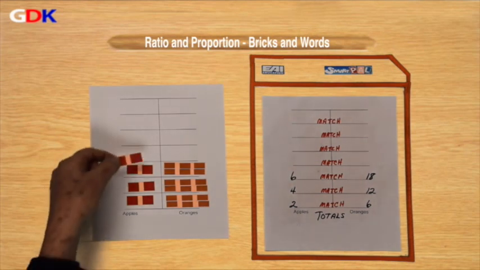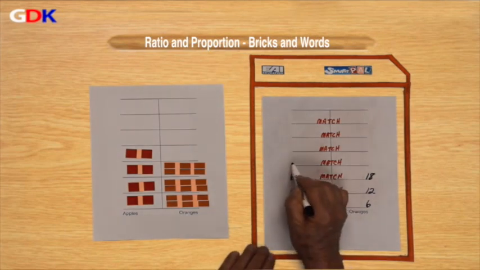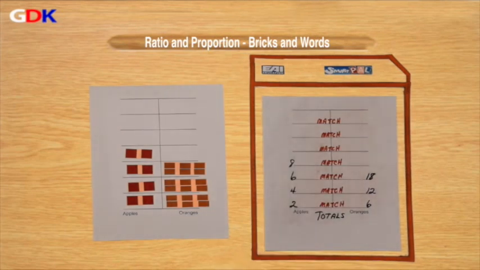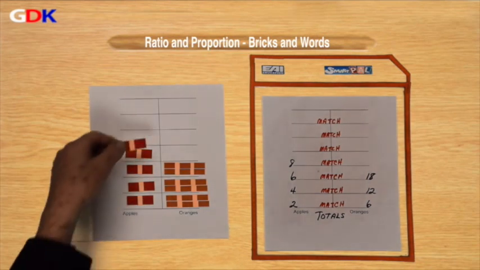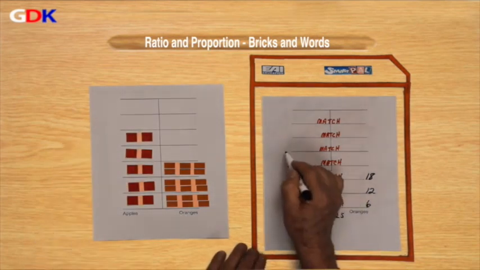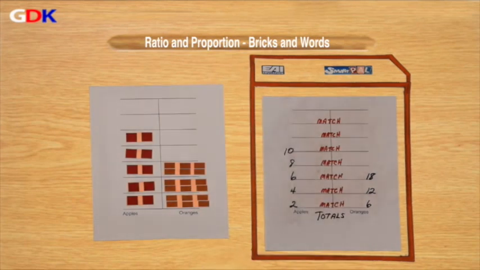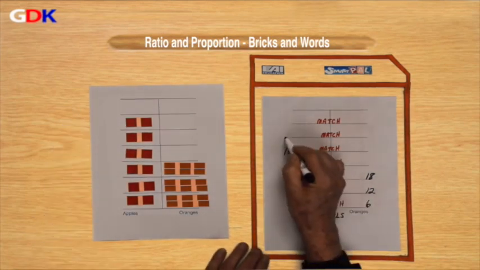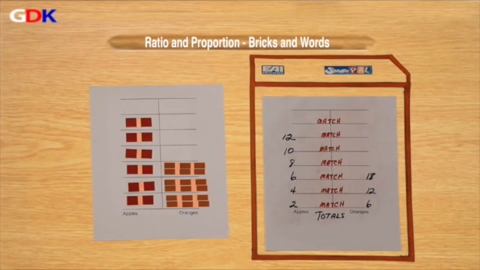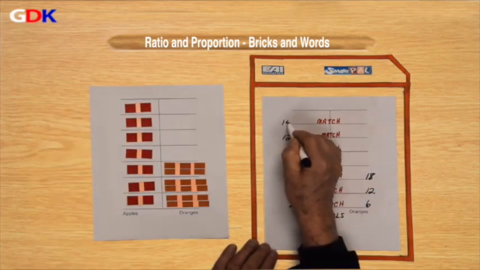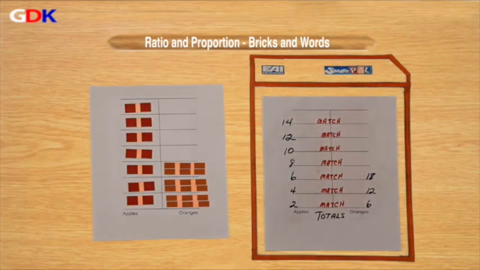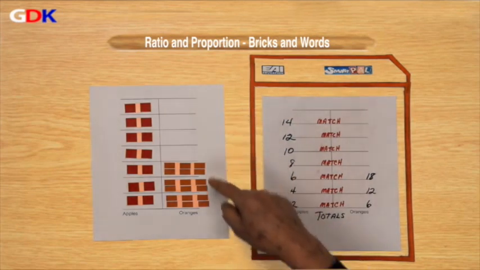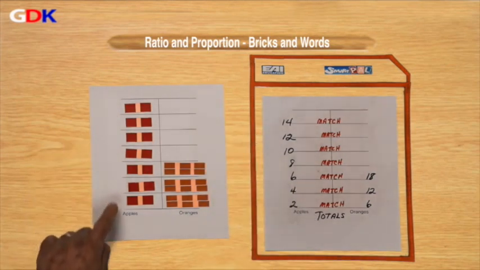We have 6 already. I add another 2, that gives us 8, and I can record the total number of apples there. I put another set of 2 apples, that gives us a total of 10 apples. I give another set of 2 apples, that gives us a total of 12 apples that I record in the totals. And finally, I get to my 14 apples, which I want to have, and I'm going to record that in my totals. Now the question is, how many oranges do I need to match up with these 14 apples?